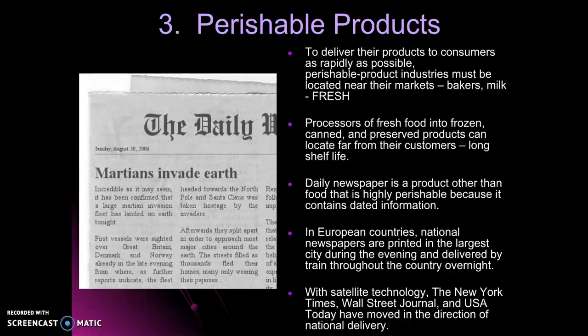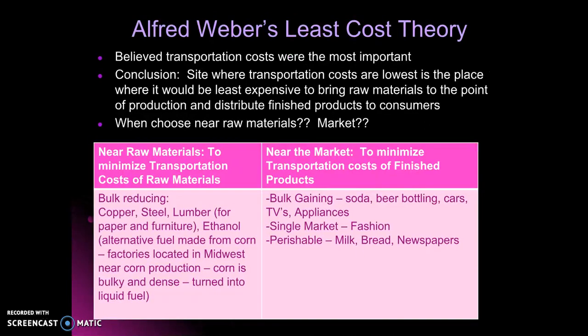Last is perishable. Perishable has to be near the market because it spoils. This would be fresh products like baked goods and milk products, and then newspapers, because yesterday's news has no value. Spoiled products have no value. Obviously, canning and frozen foods changed the marketplace, but fresh still needs to be located nearby because it's perishable. Again, this sums up Weber's least cost theory here if you want to read over this slide.